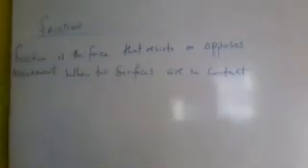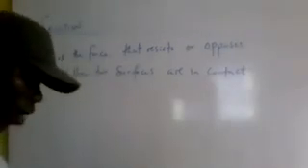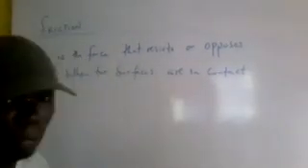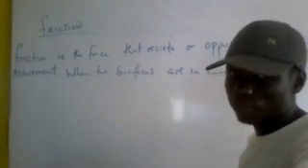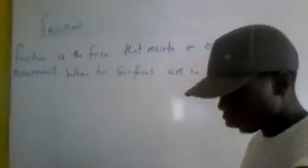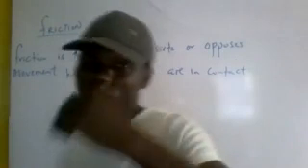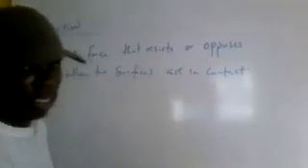So now, they said it's the force that resists or opposes movement when two surfaces come together. It's the force that opposes or resists what? Movement when two surfaces come together. Before now, we talked about forces, right? Before this friction, we talked about forces. What are the two major types of force that we have?